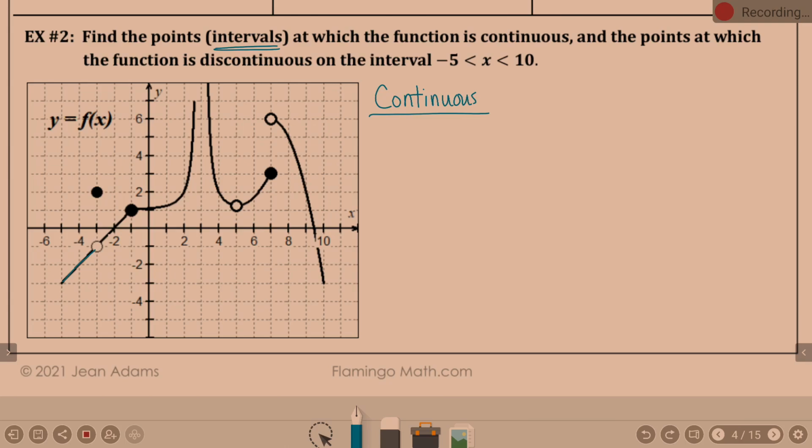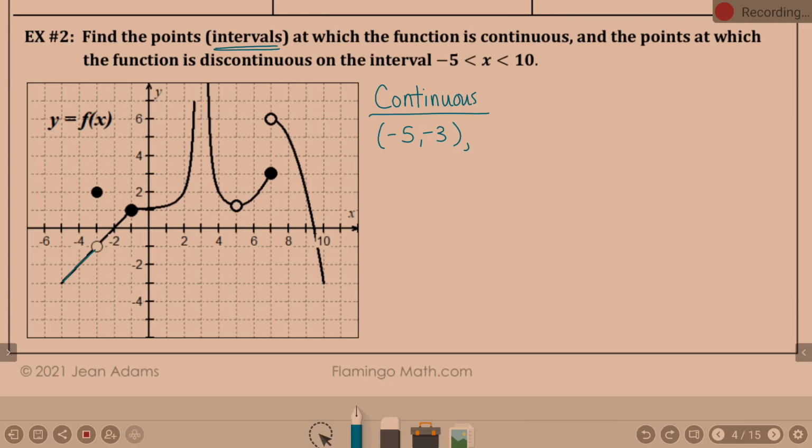Okay, now, again, I'm using interval notation. -5 to -3 is one interval. What's another, next interval? -3 to 3. No, -3 to 2. Okay, so let's talk about what's happening at 3.